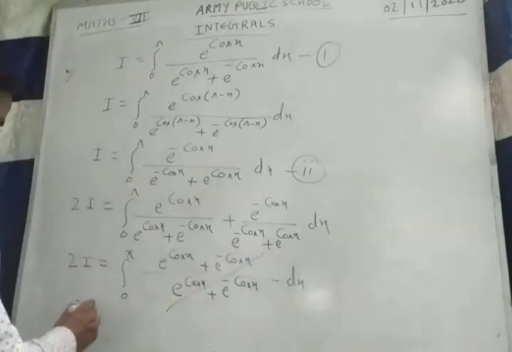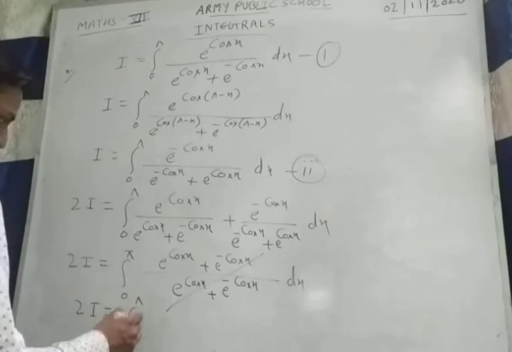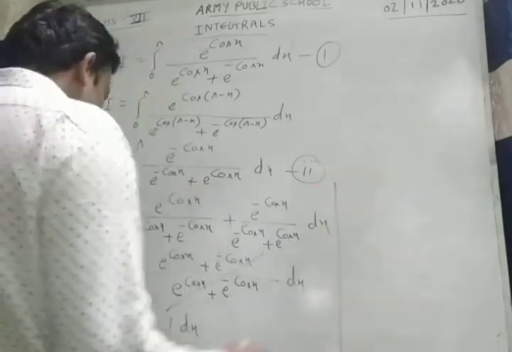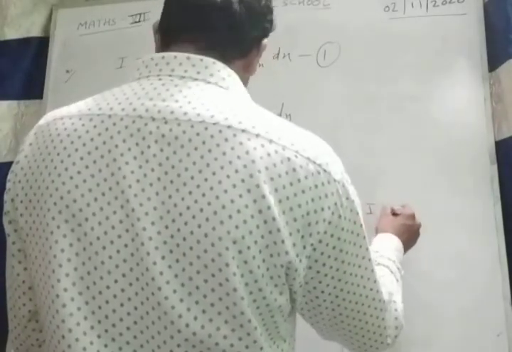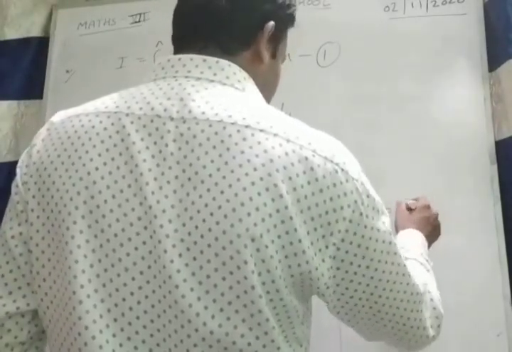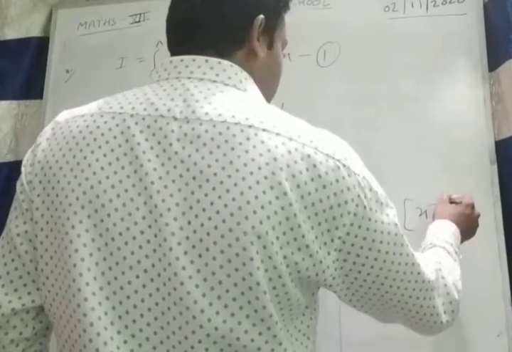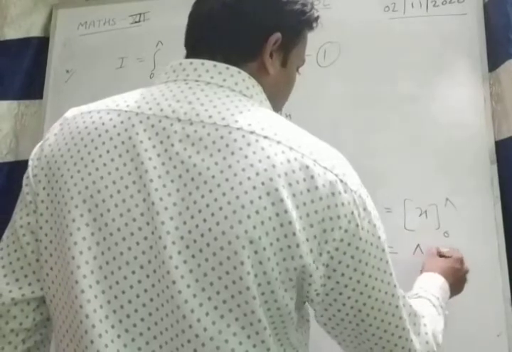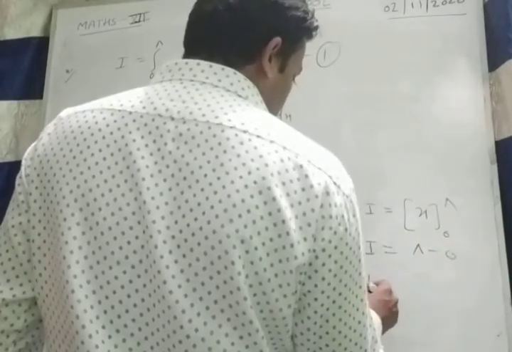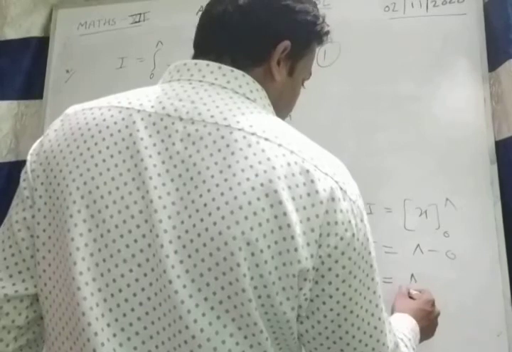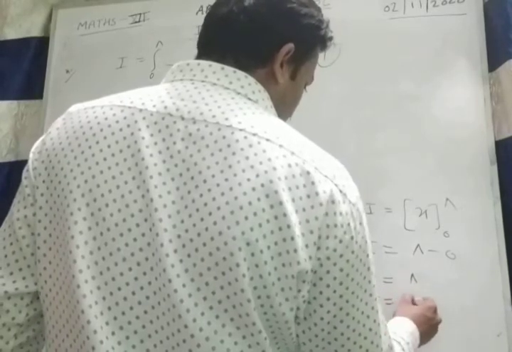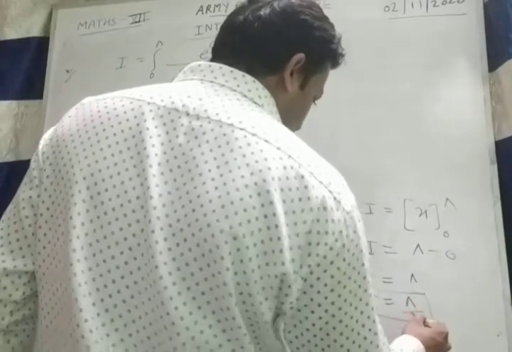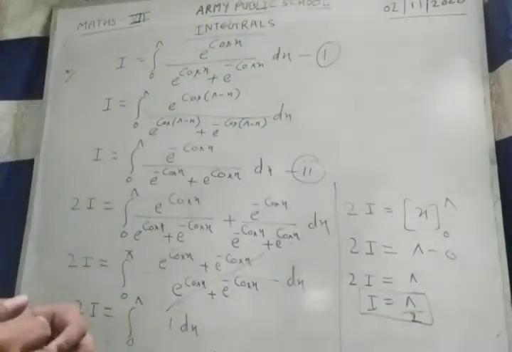We write 2i is equal to 0 to pi, this is 1 dx. Now we write 2i is equal to x with the limit 0 to pi. So 2i is equal to pi minus 0. So 2i is equal to pi. So I is equal to pi by 2. So it will be our required result.